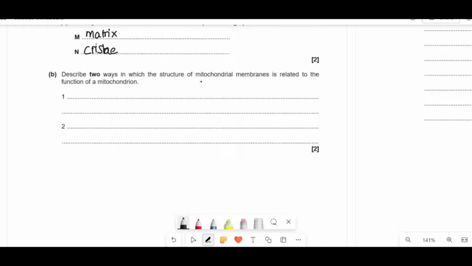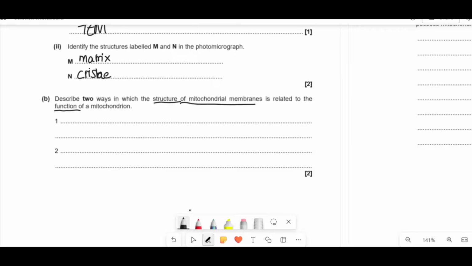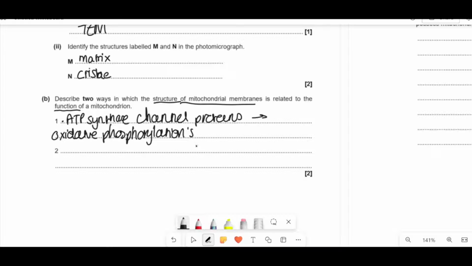So then it says, describe 2 ways in which the structure of the mitochondrial membranes is related to its function. So it's asking about what is in those membranes. One of the things we could say, first of all, is that they've got ATP synthase channel proteins in them. And then it says related to its function. That's important for oxidative phosphorylation. Oxidative phosphorylation is ATP synthesis. I should have written it the other way around: ATP synthesis in oxidative phosphorylation. So that's one. What else have we got?